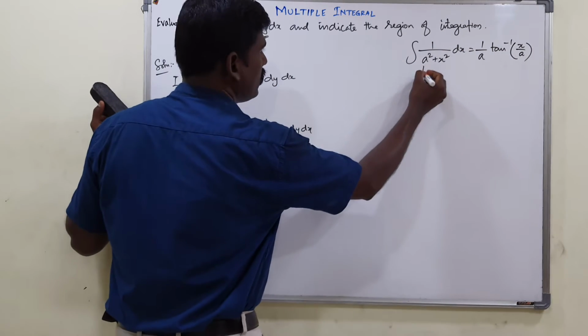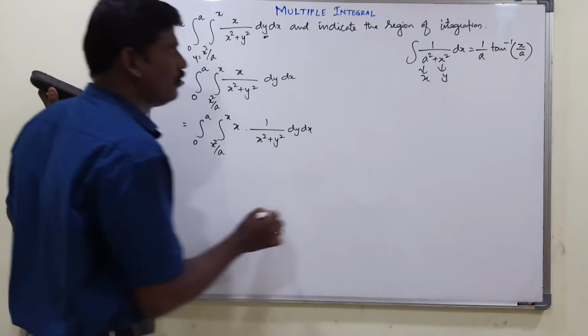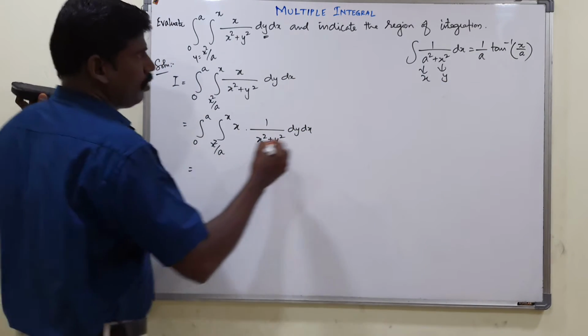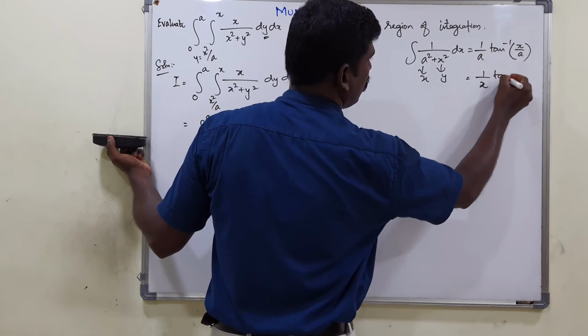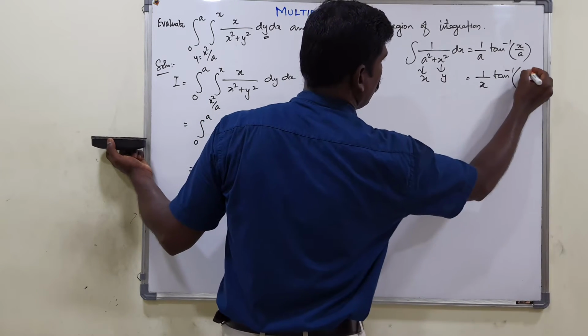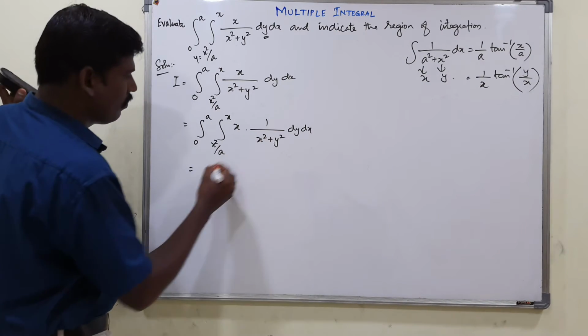Here, what is a? A is x. What is x? X is y. So just replace both of the two, you can get the answer, right? So what you will get? So 1 by what is a? A is x. Tan inverse of what is x? Y. What is a? A is x. So that's all.